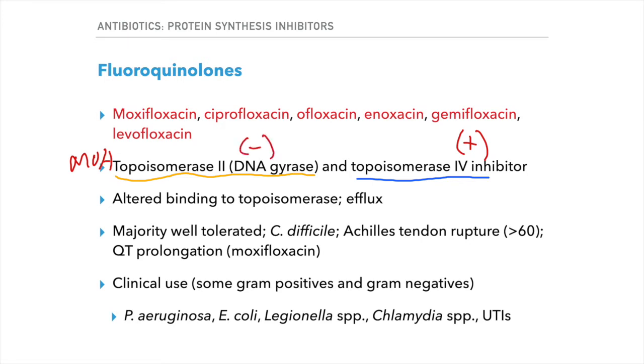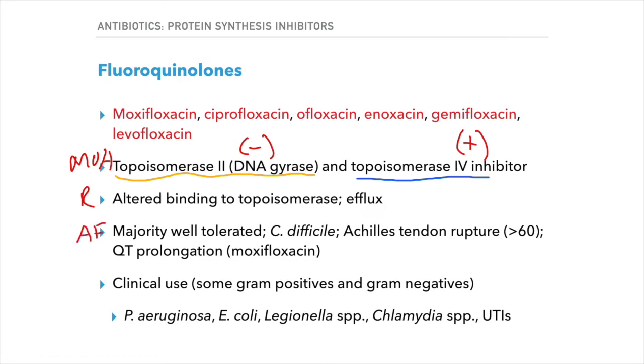Looking at resistance to the fluoroquinolones, resistance occurs due to altered binding of topoisomerase, and this makes sense as topoisomerase is a main player in the antibacterial action of the fluoroquinolones, as well as increased efflux of the drug, which leads to a decreased intracellular concentration and decreased antibacterial action.